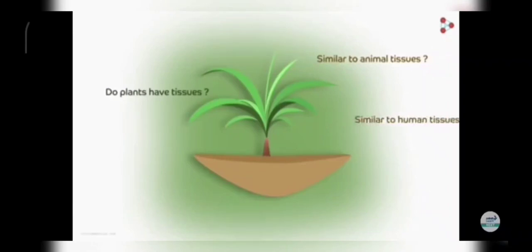Let us look at plants. Do you think plants have tissues? Are plant and animal tissues similar? Do you think plants need the same tissue as humans? Logically, plants do not have the same tissues as humans, but plants have tissues. Let us see what is the difference between plant and animal tissues.